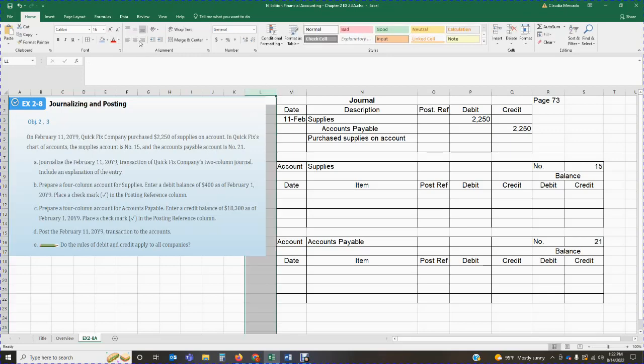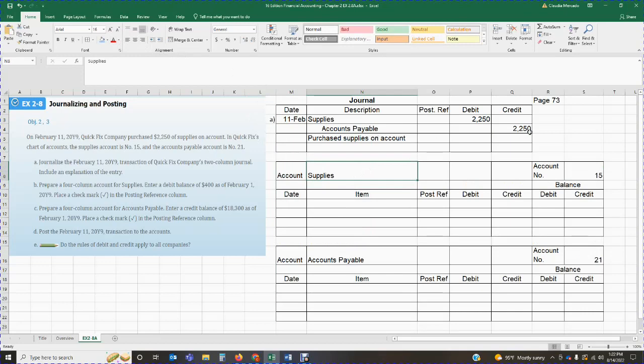So we've got A done. We've already recorded. Now B is prepare a 4-column account for supplies. Okay, and we're going to enter a balance of $400. So this account has a beginning balance as of February the 1st. They have provided us with a beginning balance.